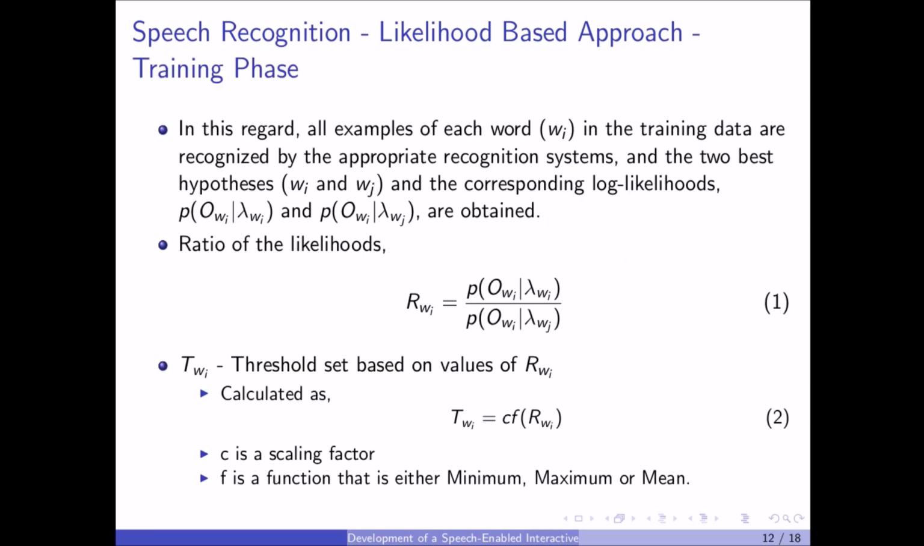So in the training phase, we will attempt to recognize each example of each word in the training set with its corresponding recognition system. This will yield two log likelihoods that correspond to the first and second best hypothesis. Usually, a recognition system considers the first best hypothesis as the recognized keyword itself, but here we take the ratio of these two log likelihoods, which is a measure of how confused the system is with respect to recognizing a particular utterance. We do this for all examples of all keywords. We then take the mean of the ratios that correspond to a particular keyword. This is set as the threshold for that particular keyword.